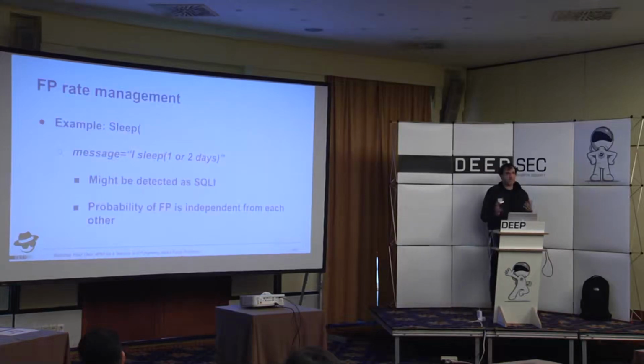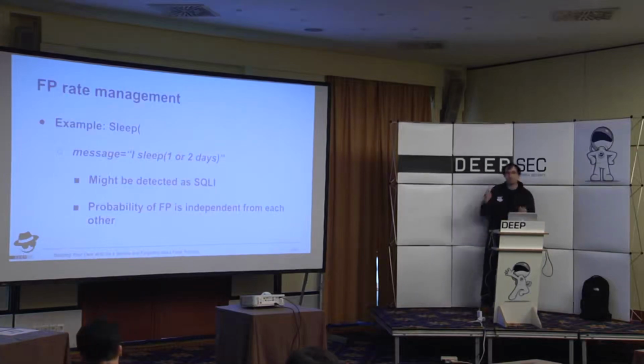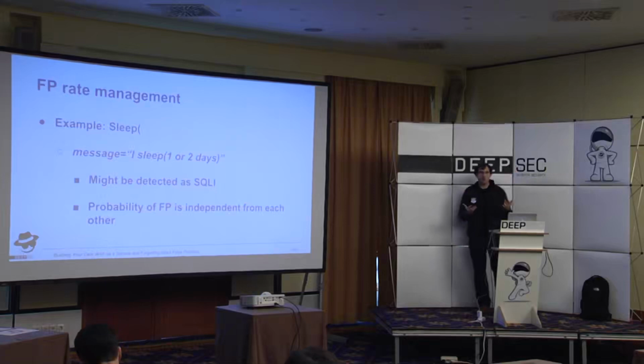So let's do an example. Let's say that we have a chat and somebody places, "I sleep 1 or 2 days." And it might be detected as an SQL injection. Maybe we have a bad rule there, because it's just looking at sleep, parentheses, integer, and that's it. Now, we are going to work with the assumption that the probability of this kind of false positives are independent between each other.